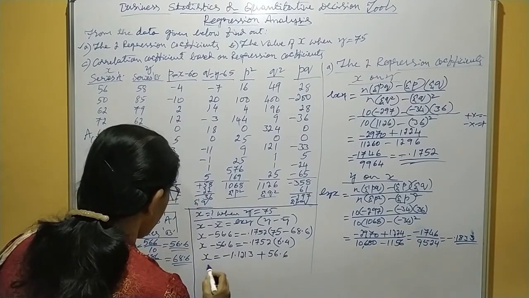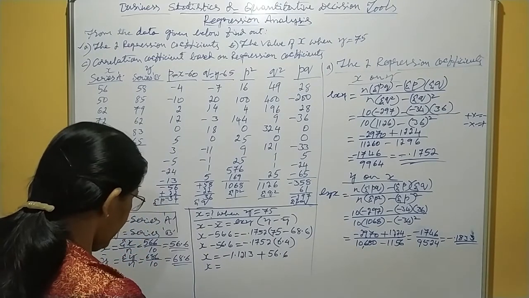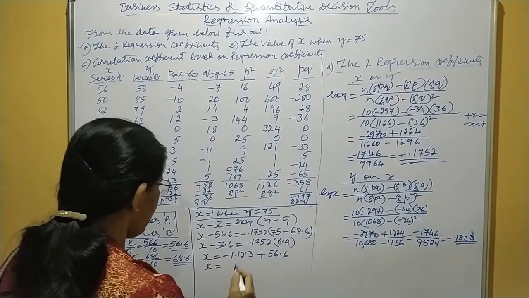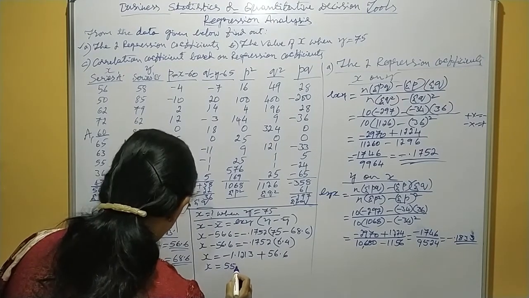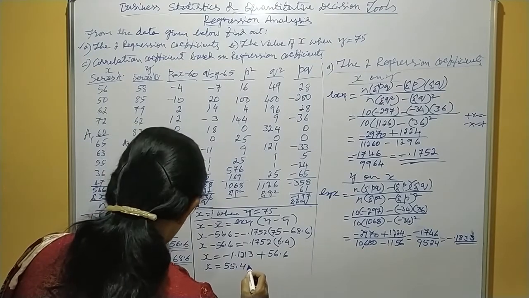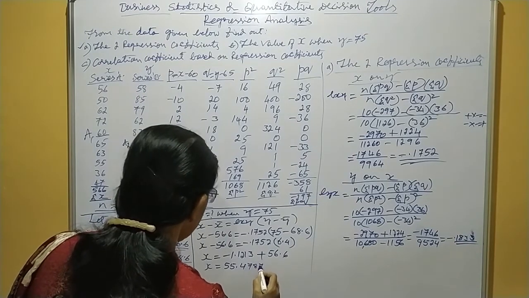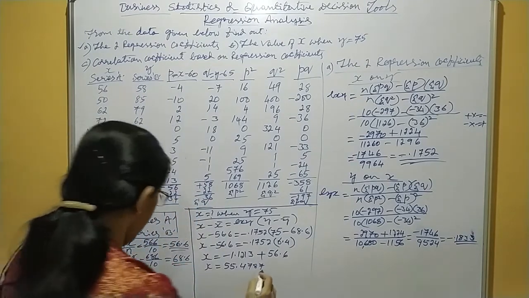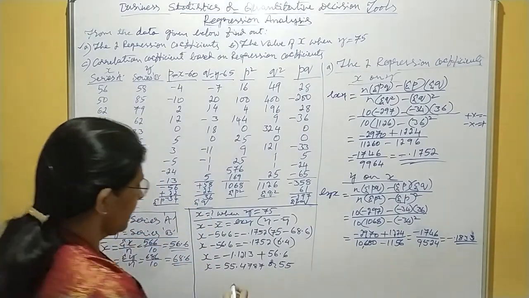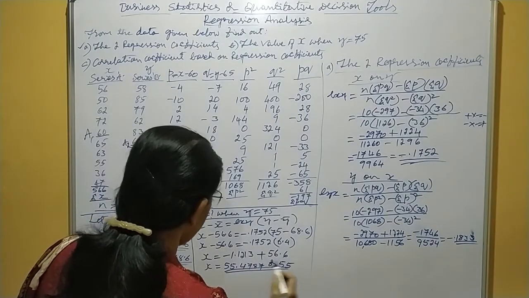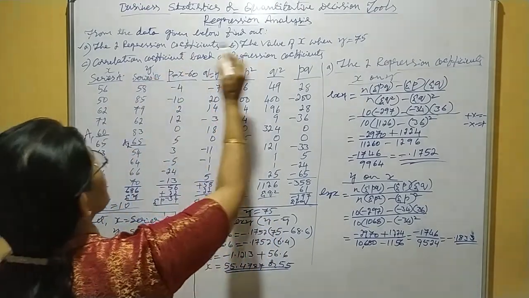56.6. Now x equals, take the difference, one is minus sign, another one is plus sign. It comes to 55.4787. Okay, or you may take 55. This is the estimated value of x when y equals 75. Now this second question is over.